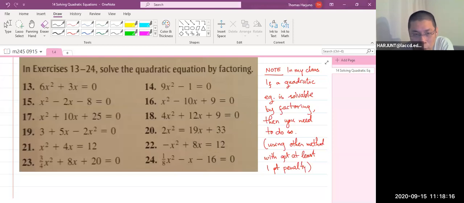Of course, there are some cases, especially the trinomial one, where sometimes you wonder, oh, can I do it by factoring? Then I will teach you a way to identify if that quadratic equation is solvable by factoring. But under no situation are you supposed to solve it another way if it is solvable by factoring.